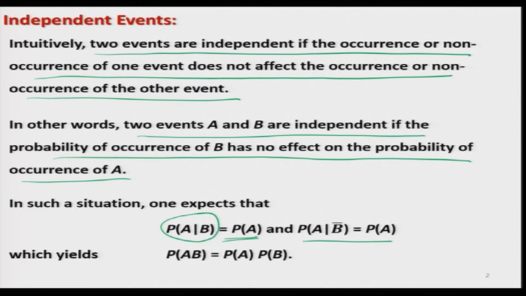In this case, this will yield the probability of A intersection B equal to the probability of A times the probability of B. So if the two events A and B are independent, we can find their joint probability of occurrence, the probability of A intersection B. We find the probability of A and the probability of B, and multiply them together. If the probability of A intersection B comes out to be the same as the probability of A times the probability of B, then we can say that the two events are independent, as simple as that.